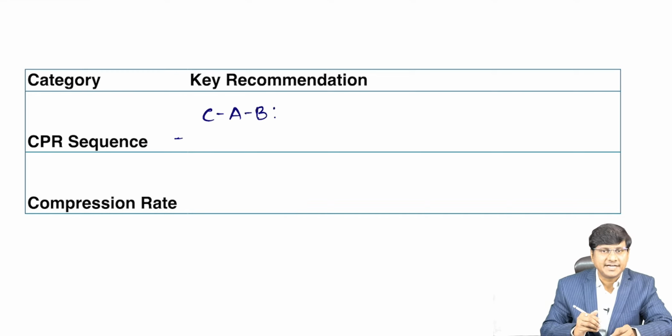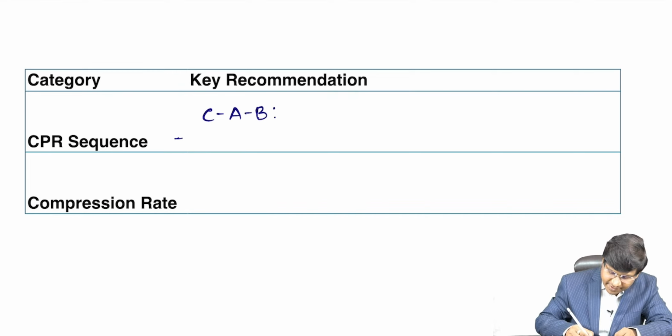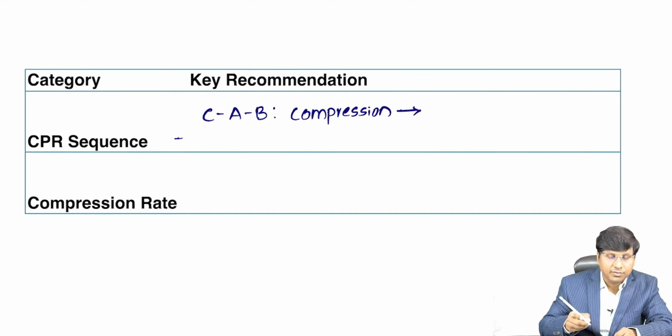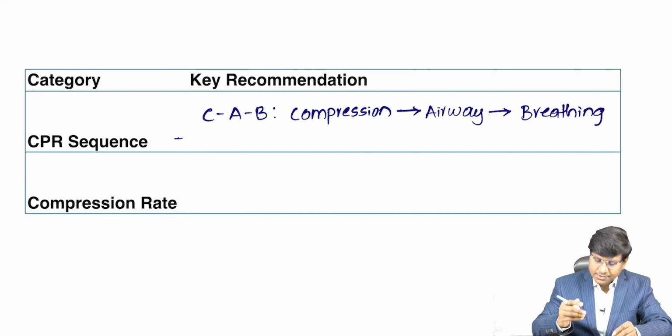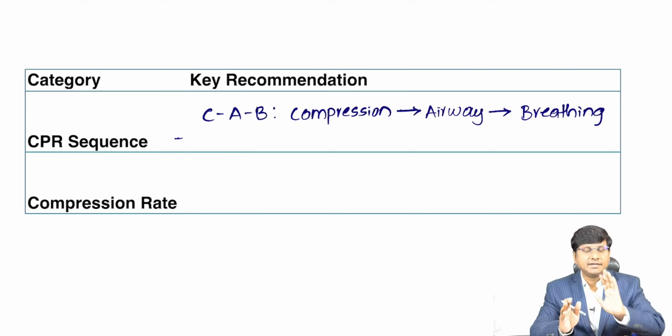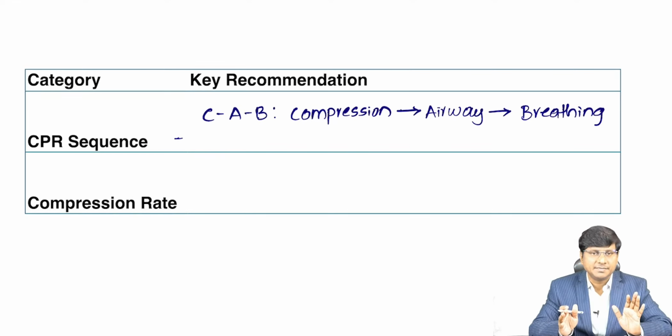What does CAB stand for? The C is compression, followed by the airway, and this is followed by breathing. All right, so compression, airway, and then breathing. This is the sequence in CPR.